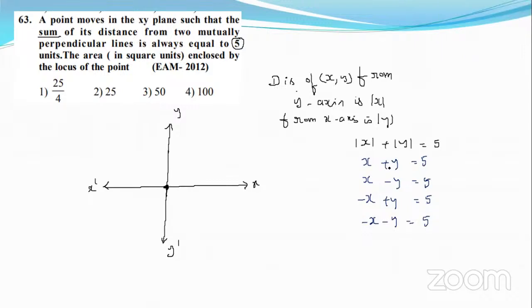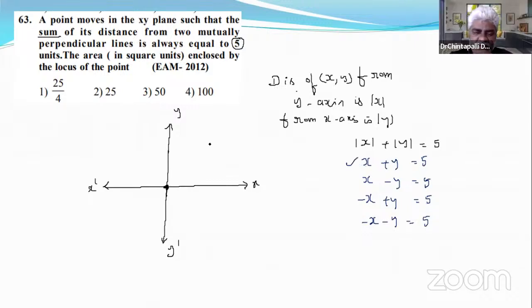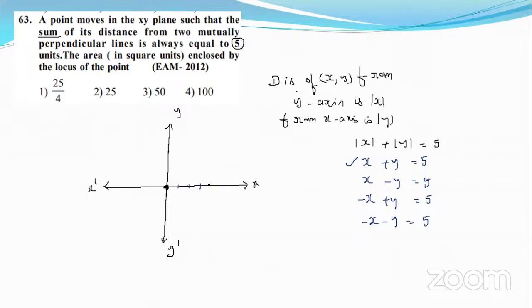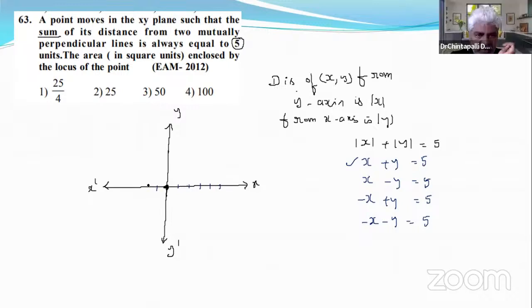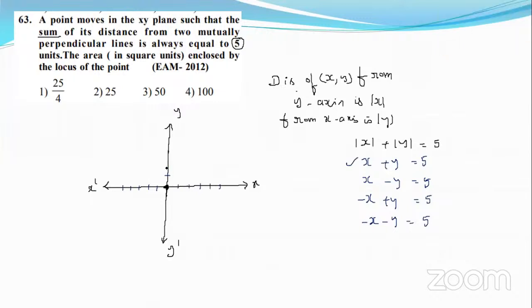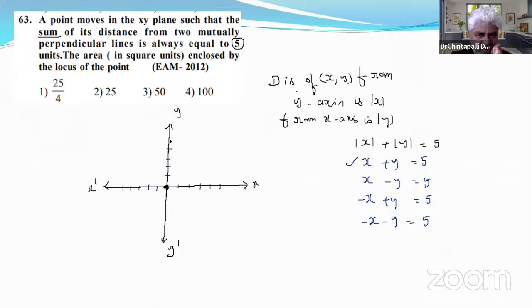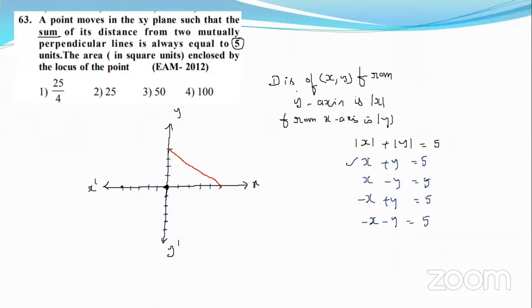Yeah, if you draw the first line, it is like this, as we did in the previous one. 1, 2, 3, 4, 5, 1, 2, 3, 4, 5. See, right?